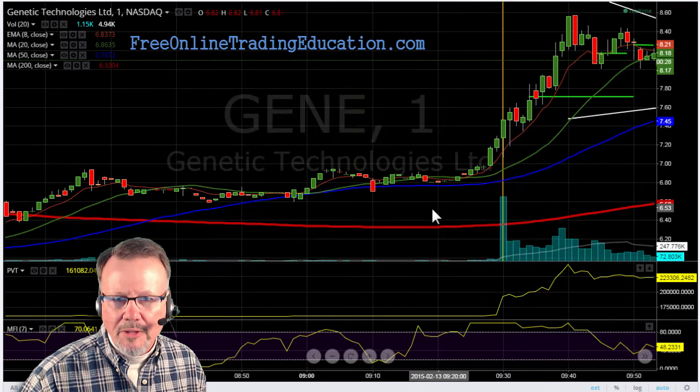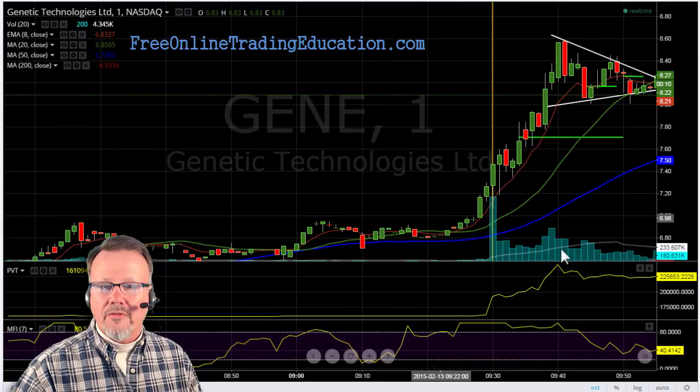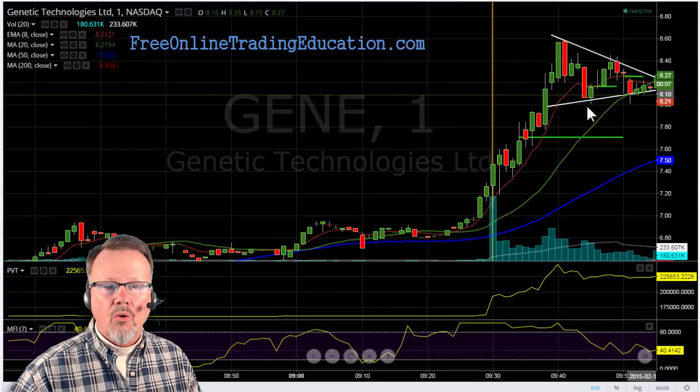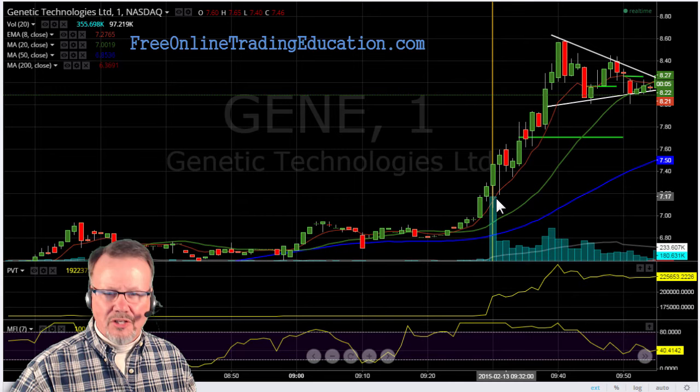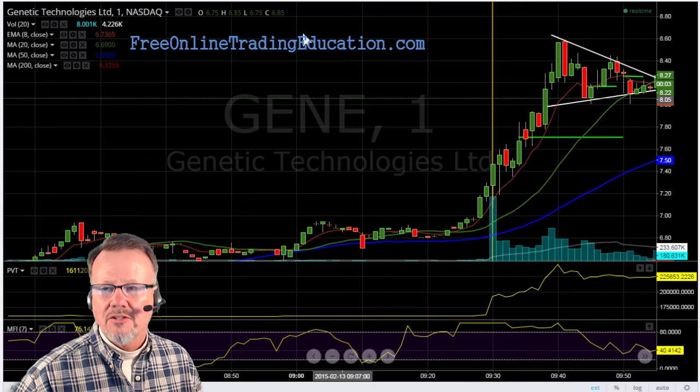But something else was forming here I want to show you. After I was out of that trade, what was forming was a bull pennant. It's a run up and it's pinching up here in a symmetrical triangle.